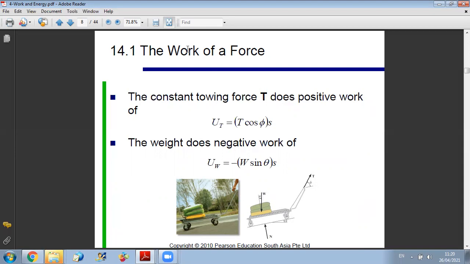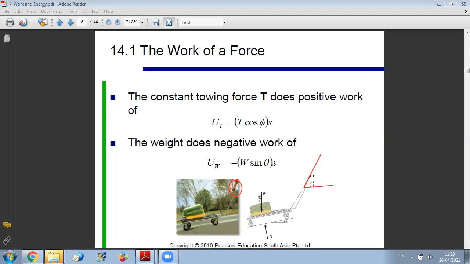For example, in this example, you have a cart and you are trying to move it upward. You are putting a force on it through the action of your hand. This force here is inclined, and the angle of the force with the line of motion is equal to phi.